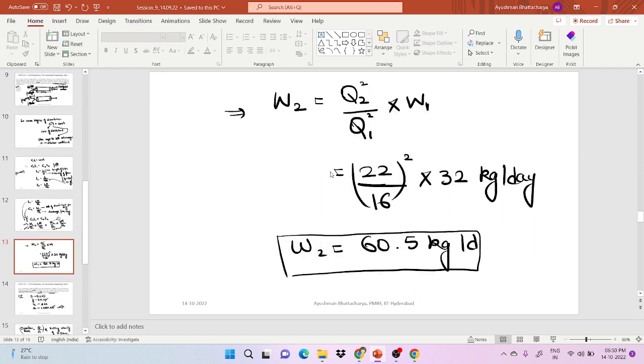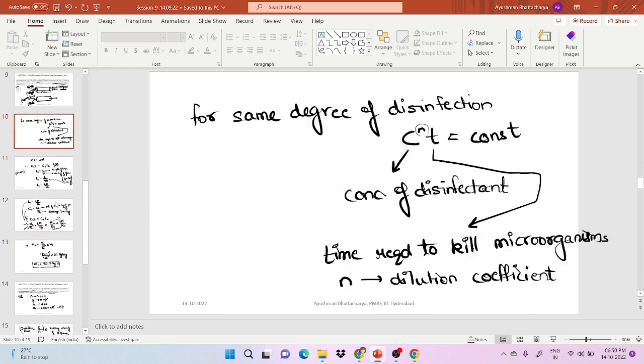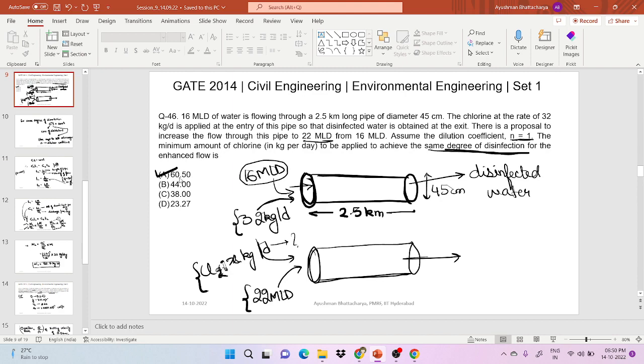To find W2, we wrote it in this form, where we substituted the given values and we got W2 equals 60.5 kg per day. So the rate of disinfectant that needs to be added is 60.5 kg. So option A is correct.